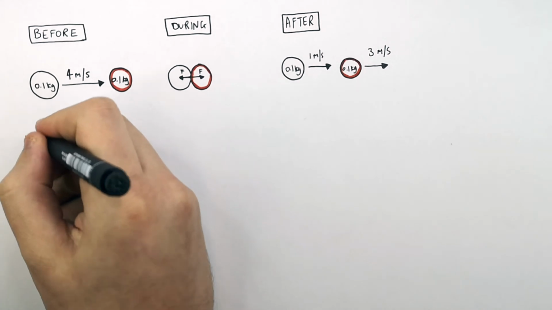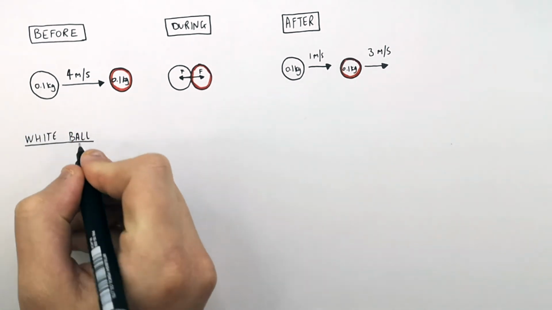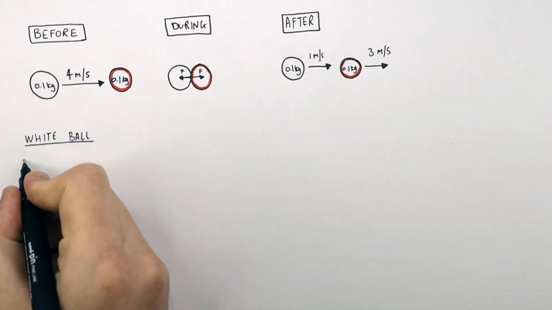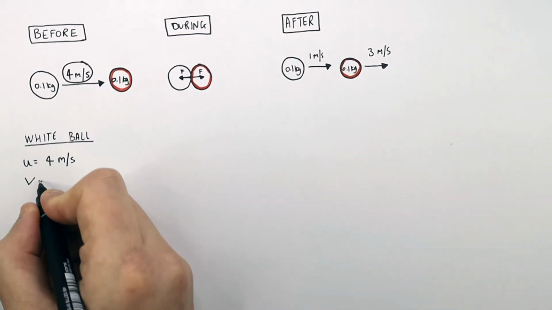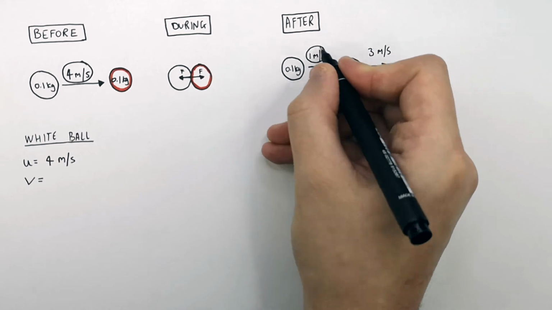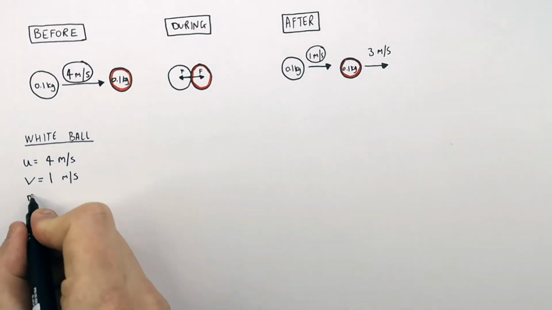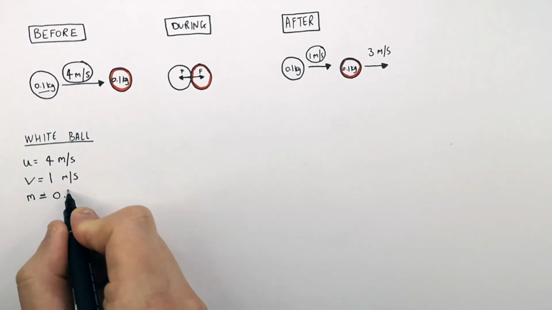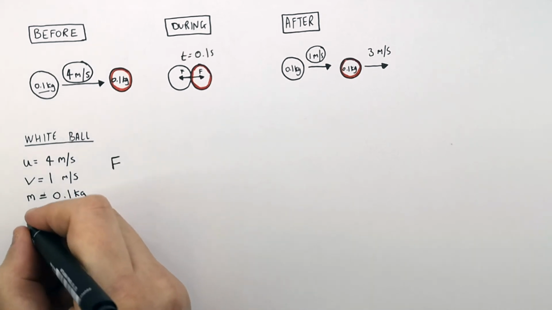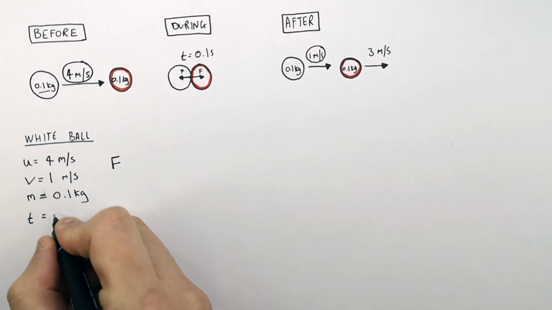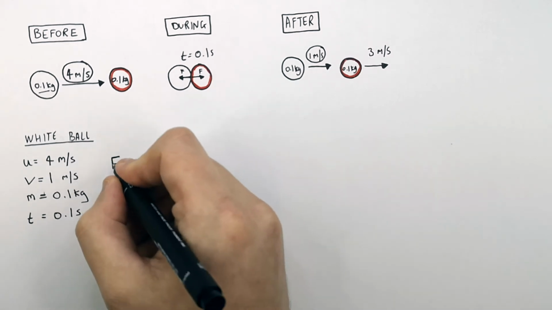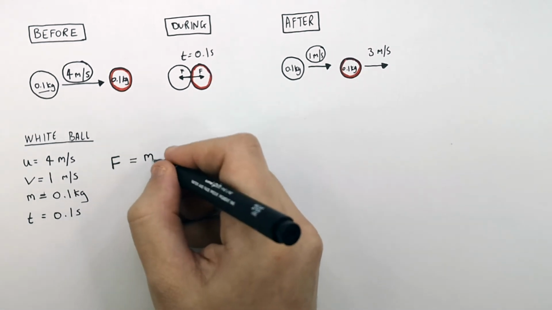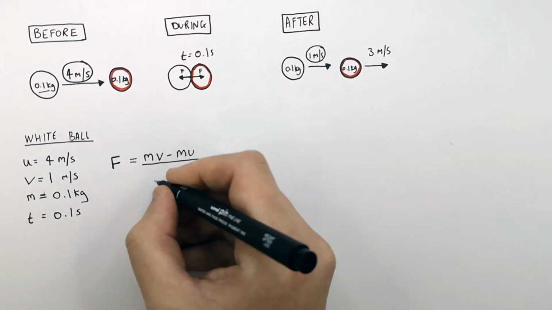To calculate the force exerted by the white ball on the red ball, we must calculate F. So u, the initial velocity, is 4 meters per second. The final velocity v after the collision is 1 meter per second. The mass of the white ball is 0.1 kilograms. And the time that the ball was in contact with the red ball while the force was being exerted was 0.1 seconds.